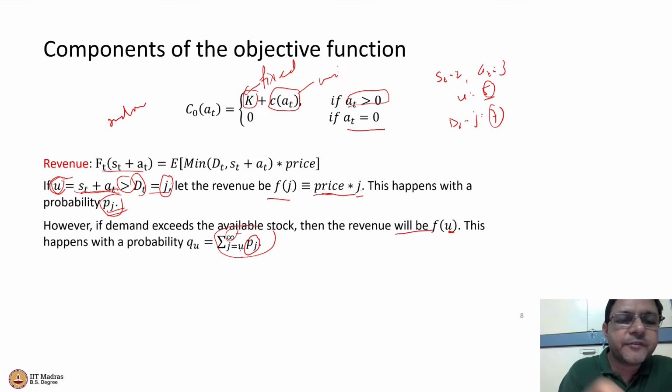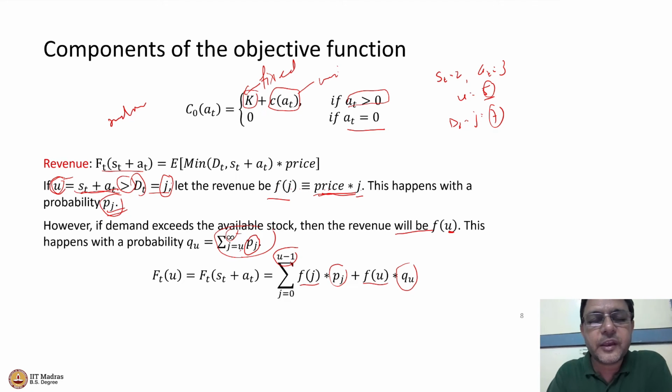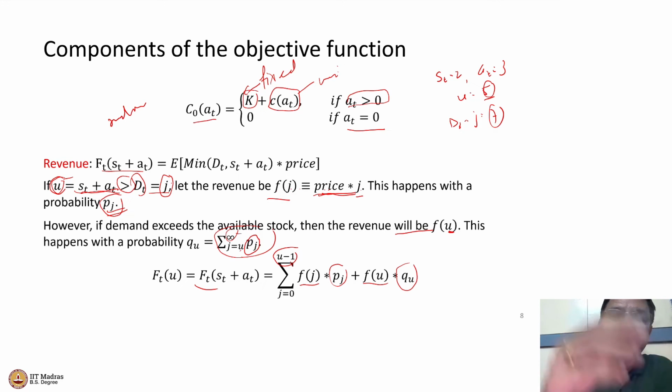And therefore, what is the value of this FT, which is revenue? If the demand is up to U minus 1, the revenue will be Fj, and that happens with the probability Pj. And what are all the possible j's? j could be 0 to U minus 1. However, if demand is more than the available stock, then that probability is QU, and the revenue is FU, right? So this is the expected revenue, right? This is the ordering cost plus the holding cost.